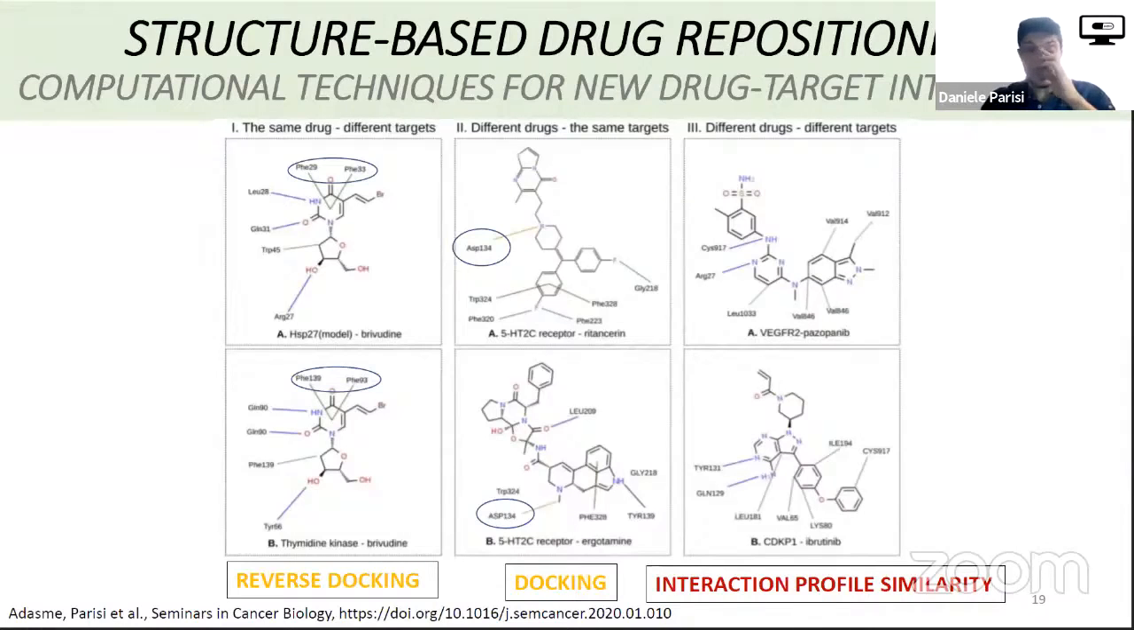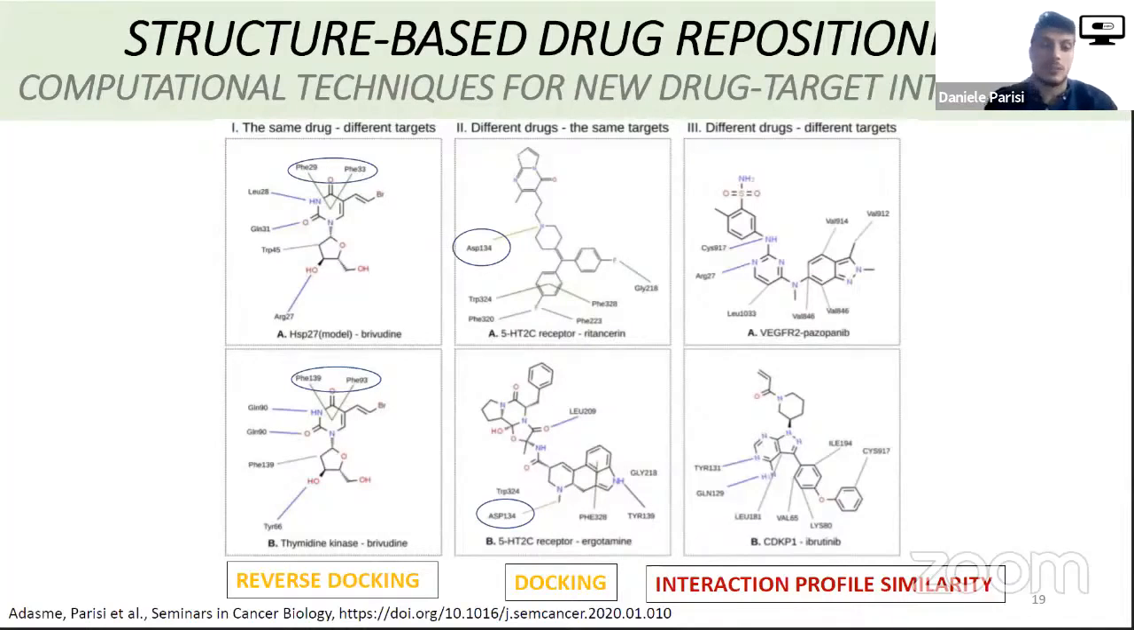The structure-based techniques that I showed you, the target-based and interaction-based, can be summarized in this way, in their differences and in their similarities. The first one, using the same drug to predict the interaction with different targets, is the basis of reverse docking. So when I try to fit the same drug into different targets to find new targets for the same drug, most of the time I use reverse docking. I try to fit the drug inside the binding site of the protein.